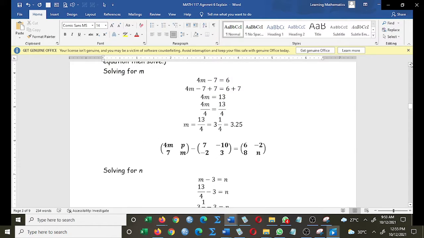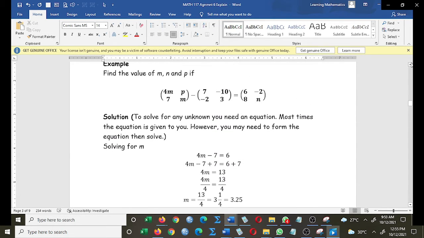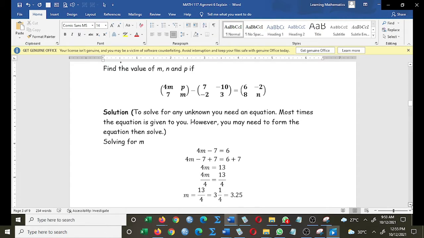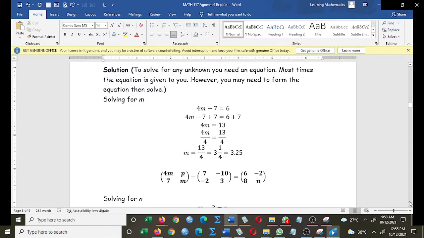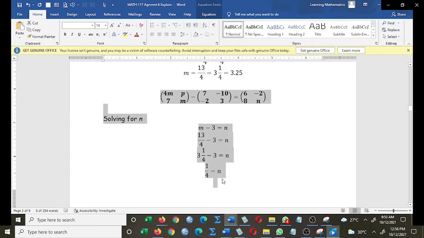Well, since we've solved M and N, then we solve for P. Yes, here it is. We solved for M and N, now we have to solve for P. So we need to form an equation to solve for P. Okay, so what I'm going to do, instead of scrolling up and down, I'm going to copy everything there and go to another page.